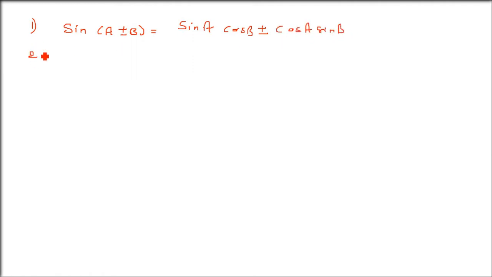The multiple relationships which I am going to tell you, we are going to directly apply. You have to remember all this. cos(a plus minus b) is cos a cos b. When left is plus, right will be negative. When left is negative, right will be positive. So you have cos a cos b minus plus sin a sin b.